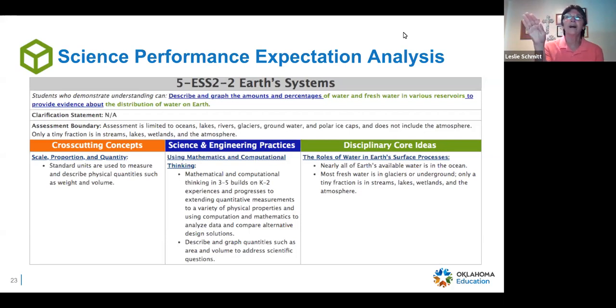The green type falls under the disciplinary core ideas. And then if you click on the hyperlink, you'll get a breakdown of specifics in that area as well. On this particular standard, there are no cross-cutting concepts. That type would be in orange. So let's take a look at the next page and we'll see that.